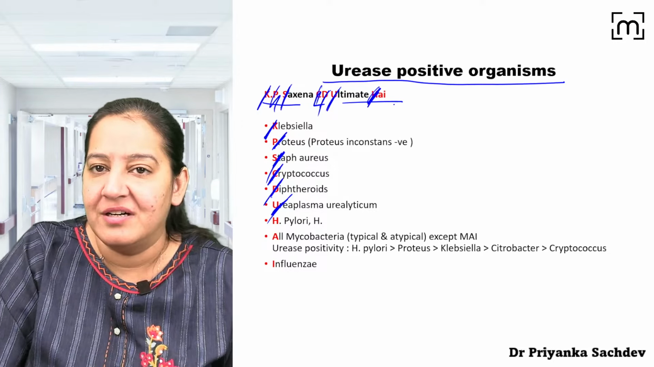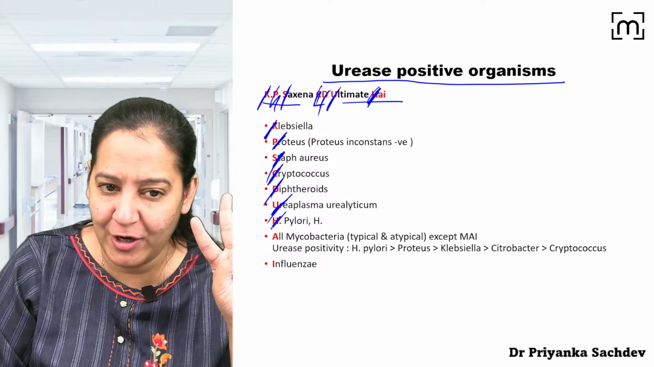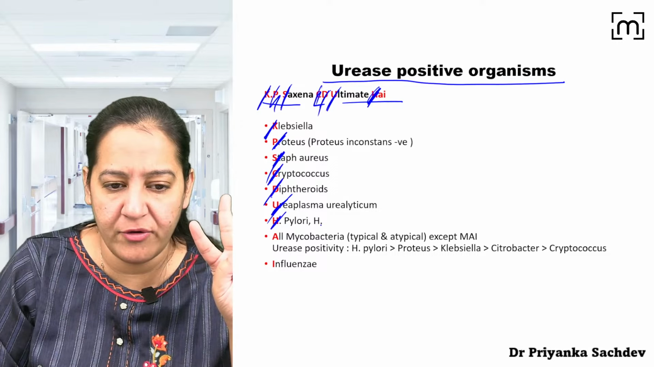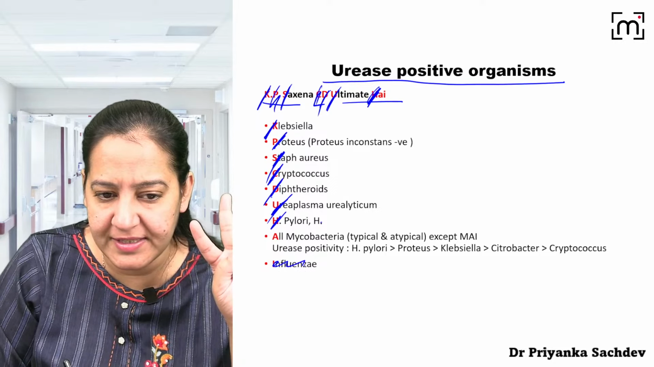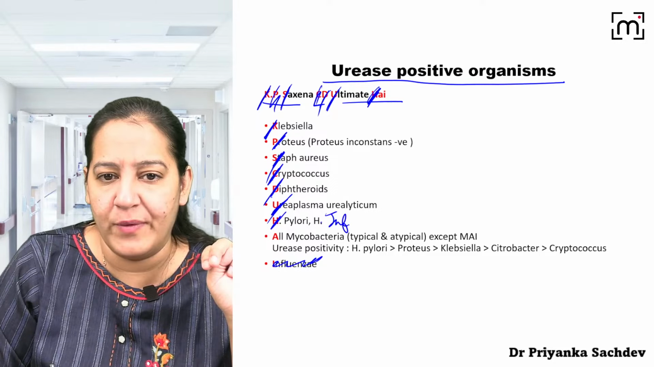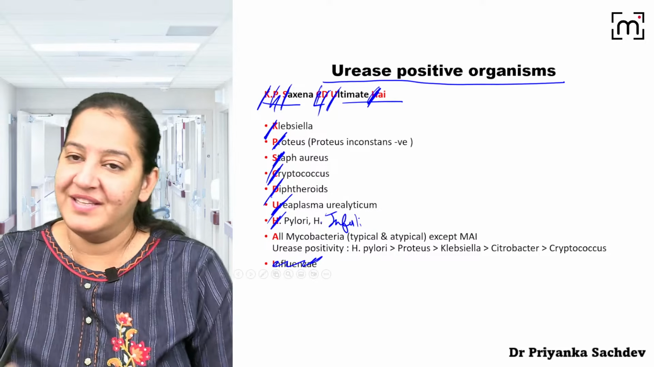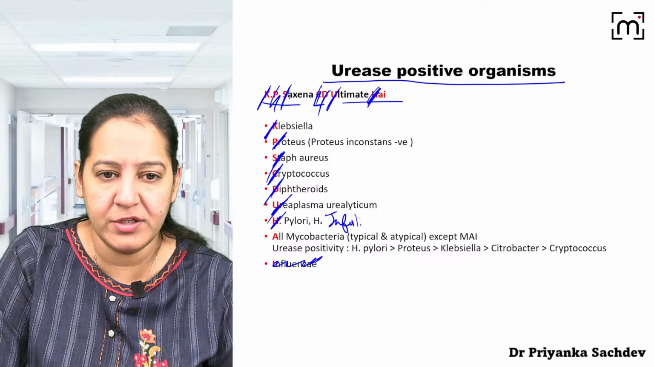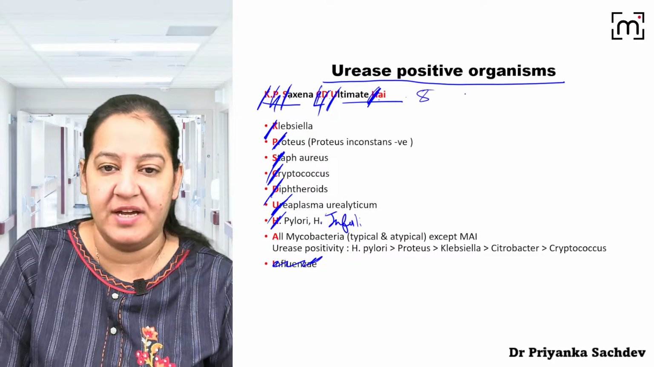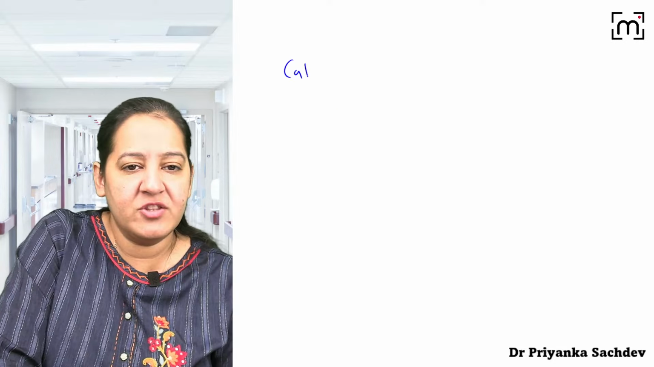And H, there are 2 H. H. pylori and here it is not written. It's H. influenzae. It has come below by mistake. H. influenzae. Okay? So this is the mnemonic, right? So it's 1, 2, 3, 4, 5, 6, 7, 8. 8 are there. So can you help me with the 3 mnemonics?